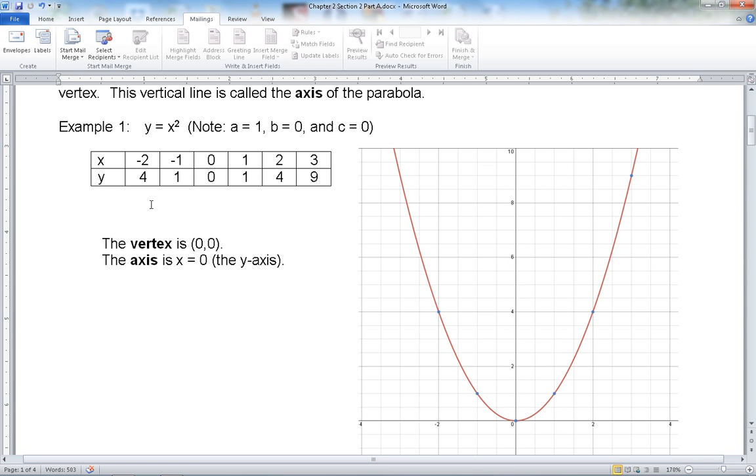Now if we sketch the graph out, you can see that the vertex, which in this case is a minimum value, or the lowest point that the parabola goes through, is the origin 0, 0. The axis actually turns out to be x equals 0, which is the vertical line going through x equal to 0, which is the y-axis.